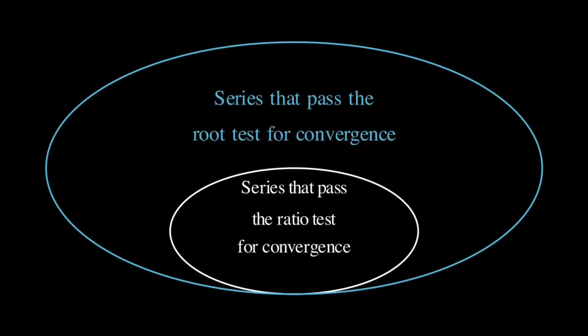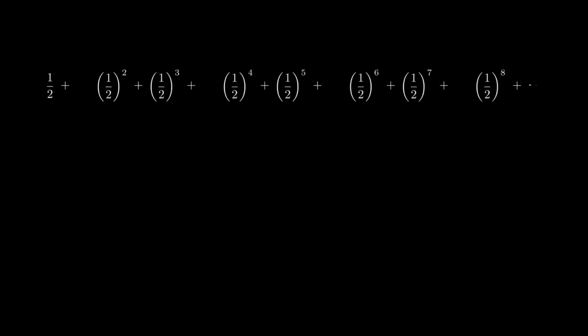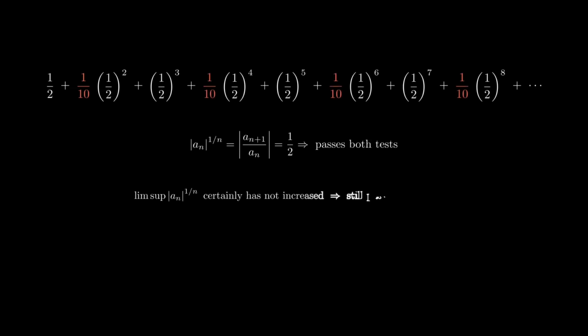Imagine we collect all the series that pass the ratio test for convergence. They would be strictly contained in a set whose members are all the series that pass the root test. To give one quick example of a sequence that falls in this part of the Venn diagram, start with a geometric series with r equal to 1/2. The nth root of a sub n is 1/2, and the ratio of successive terms is 1/2, so this clearly passes both tests. But now divide every other term by 10. We've made the terms smaller, so it clearly still converges, and the lim sup of the nth root of a sub n can't possibly be any bigger, since we didn't make a single term any bigger, so the new series must pass the root test.